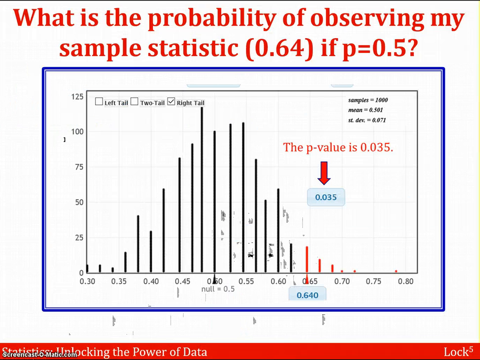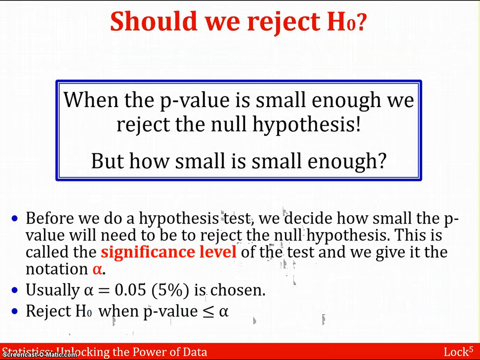So what is the probability of observing my sample statistic, a p-hat of 0.64, if p is actually equal to 0.5? That's our p-value, and we can find it here. It's 0.035. So should we reject the null hypothesis? When the p-value is small enough, we reject the null hypothesis. But how small is small enough?